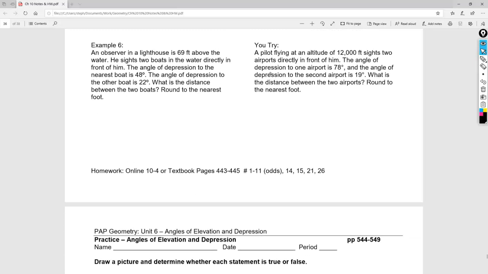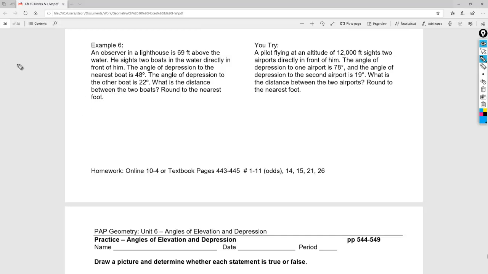Alright, last two examples. We have a lighthouse 69 feet above the water, and there are two boats directly in front. The angle of depression to the nearest boat is 48 degrees. The angle of depression to the other boat is 22 degrees. We want to know the distance between the two boats. Okay, so this is the first time we're dealing with two triangles in the same problem. It'll help if we draw a picture, so let's draw first our lighthouse.